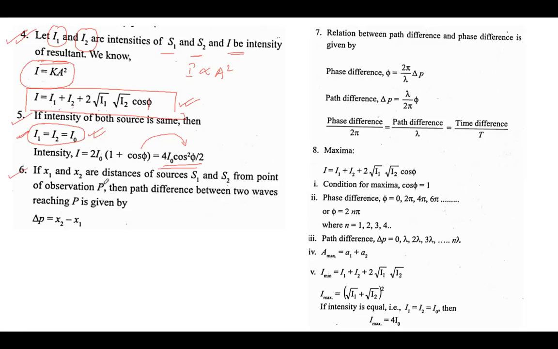If x1 and x2 are distance of sources S1 and S2 from point of observation P, then path difference between the two waves reaching P is given by delta P is x2 minus x1.